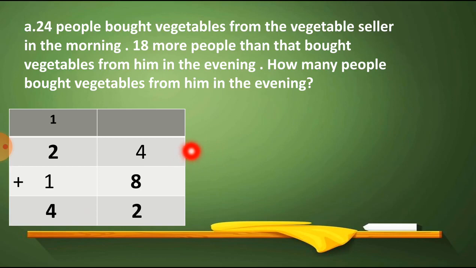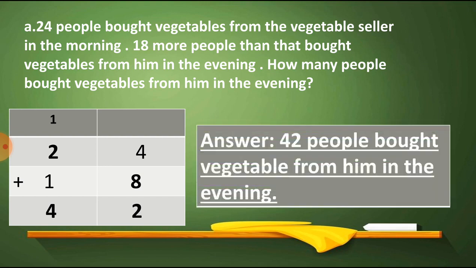Here we have to write down the answer in words, in a sentence. How can we write this? This way the answer will come: 42 people bought vegetables from him in the evening.